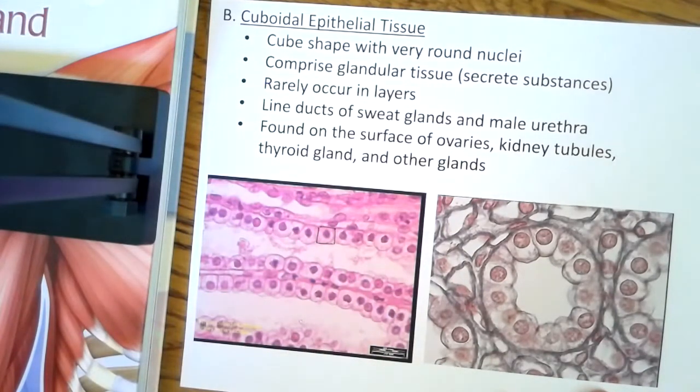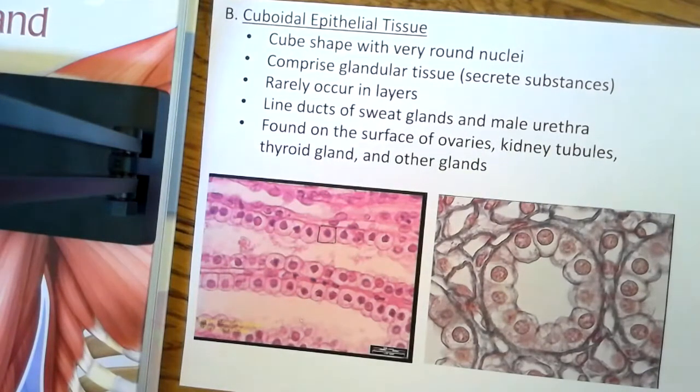These are going to comprise our glands. Our glandular tissue secretes substances. They're going to line ducts of the male urethra and sweat glands. They're found in all the locations that you can see there: the surface of the ovaries in females, kidney tubules, the thyroid, and other glands. Again, rarely occurring in layers.